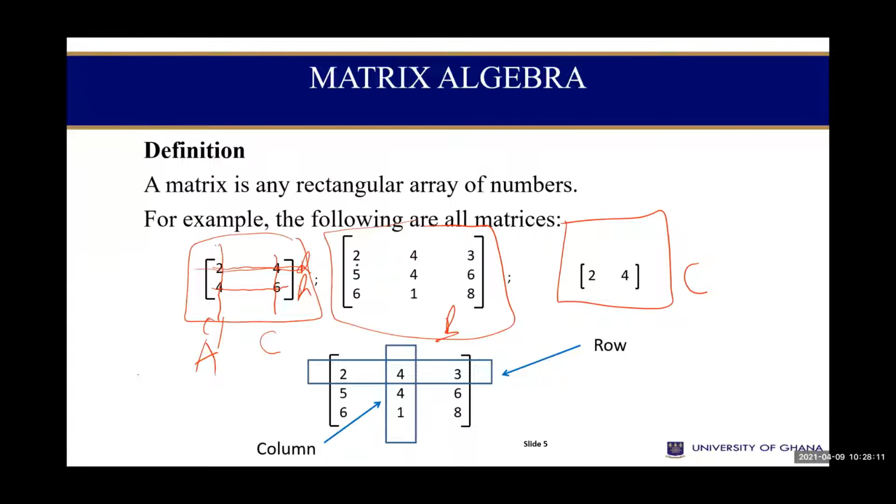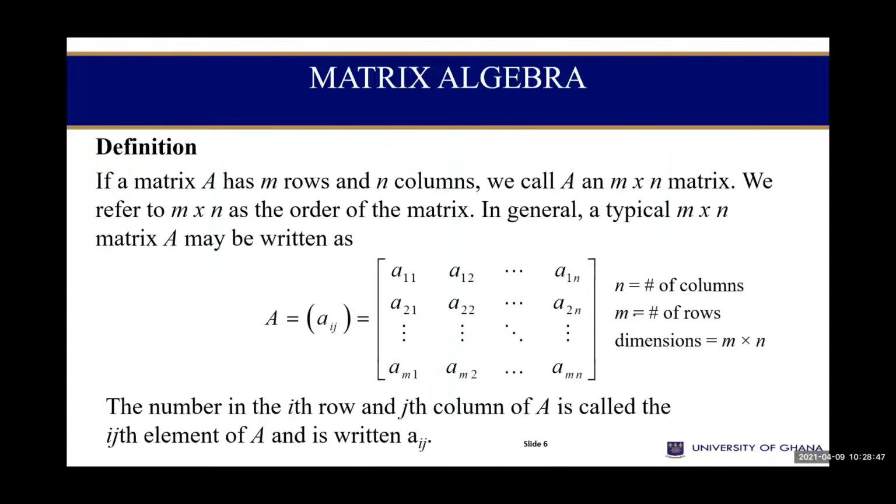Then when I come to matrix B, again horizontally, 2, 4, 3, this is row 1; 5, 4, 6, row 2; 6, 1, 8, this is row 3. Again, I have 2, 5, 6, column 1; 4, 4, 1, column 2; 3, 6, 8, column 3. Same happens to this one. So this one is row 1, and I have column 1, column 2.